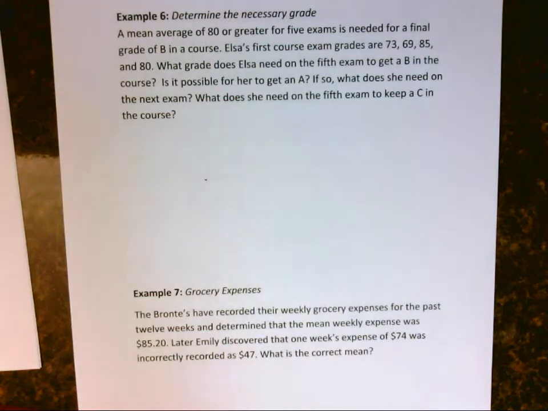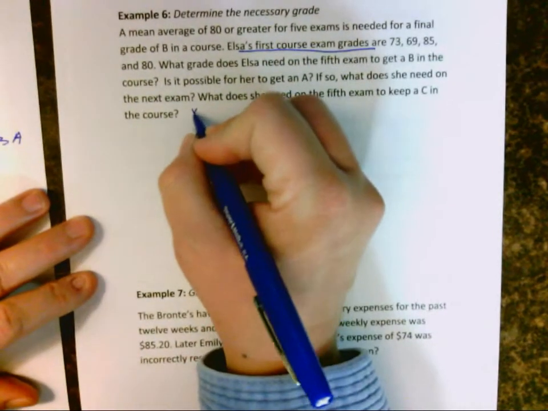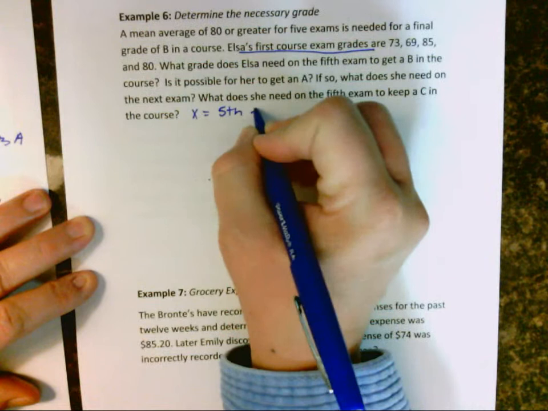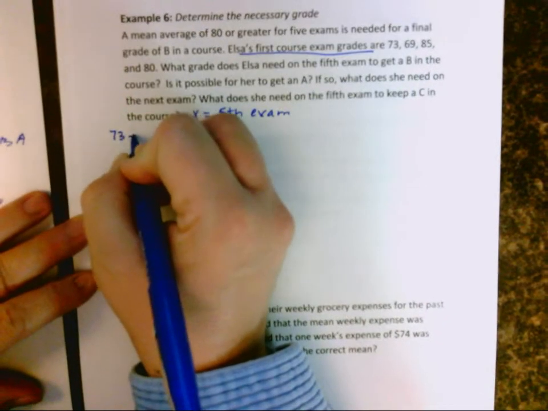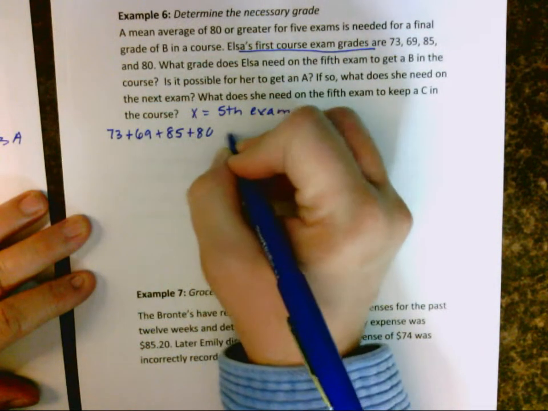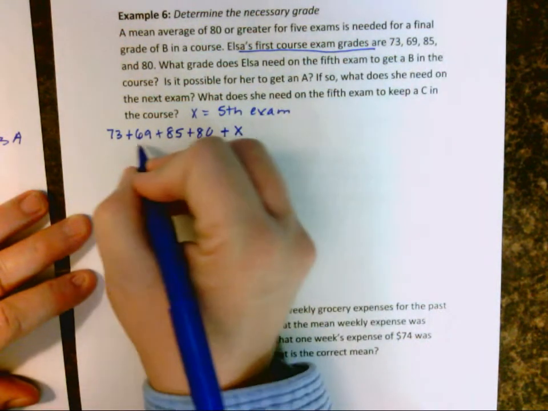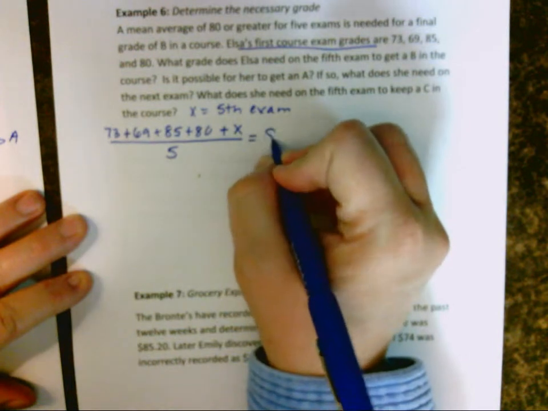Elsa's first course exam grades were 73, 69, 85, and 80. What grade does she need on the 5th exam to get a B in the course? So this is our first question. What does she need on the 5th exam? So let's let X equal the 5th exam. And we know that she's already earned a 73, a 69, an 85, an 80, and she's going to have an unknown on the next test, and that will be the 5 grades. They get averaged to give an average of a B. She's shooting for a B, which is an 80.